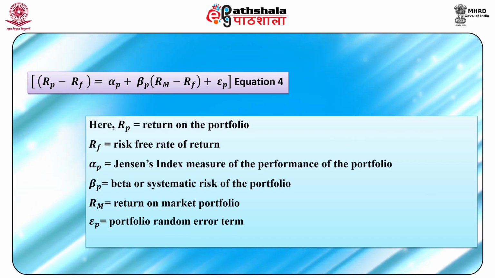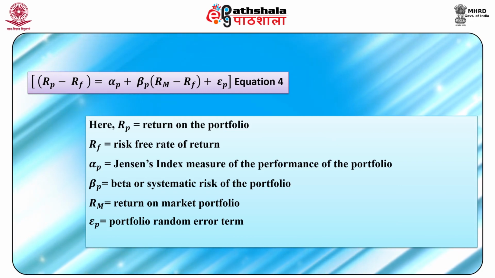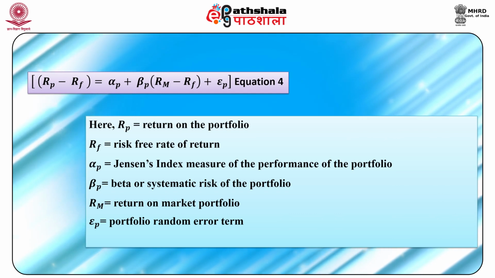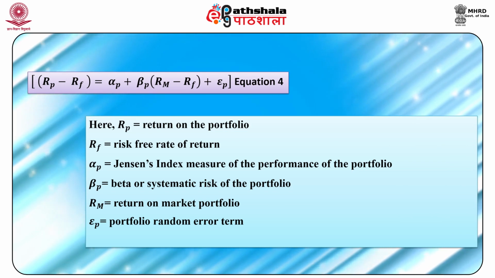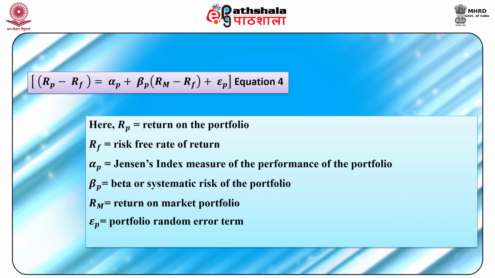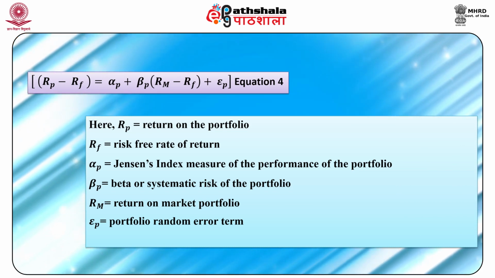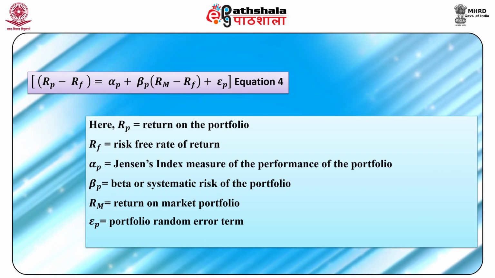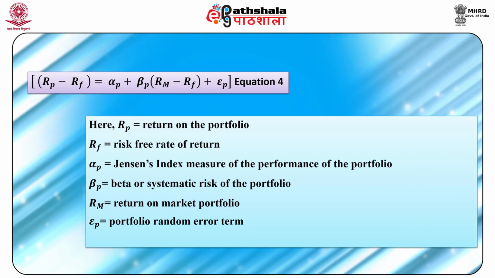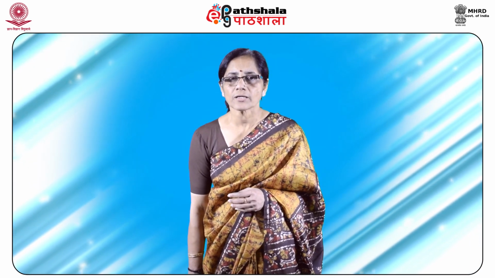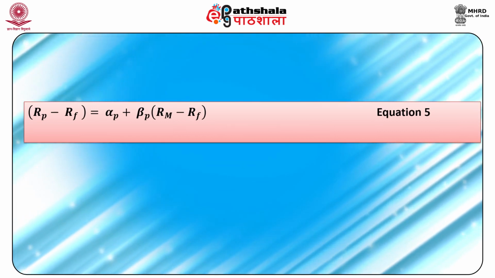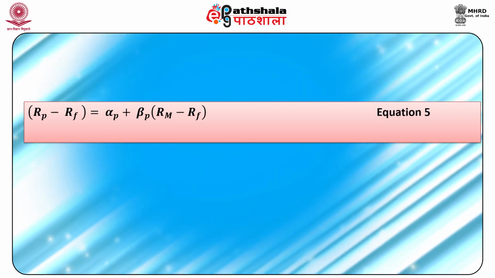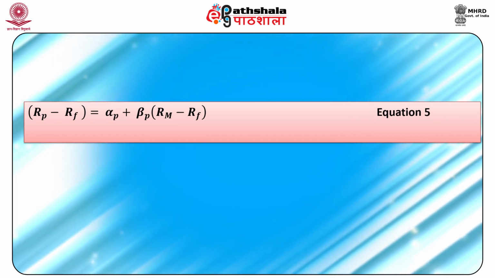In this equation we have used RP stands for return on portfolio, RF stands for risk-free rate of return. Alpha P is Jensen's index, which measures the past and the differential performance of the portfolio. Beta P stands for beta or systematic risk of the portfolio. RM stands for return on market portfolio. EP is for portfolio random error term. Now taking all these figures in the equation, we can obtain RP minus RF is equal to alpha P plus beta P within bracket RM minus RF, close the bracket. This is our fifth equation.